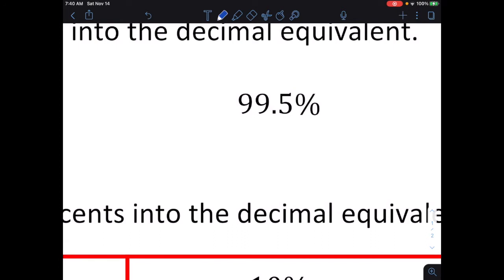So in this case, the decimal is already there for us because we have 3 numbers. And don't let the 3 numbers confuse you. We're still just going to take that decimal and move it 2 spots back. So it becomes 0.995.